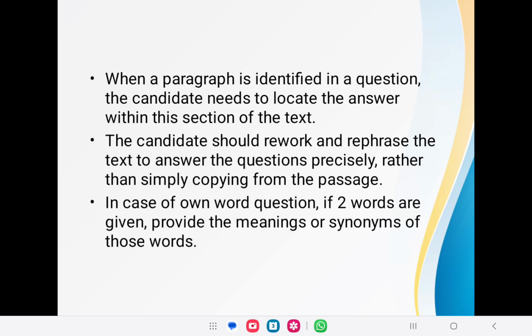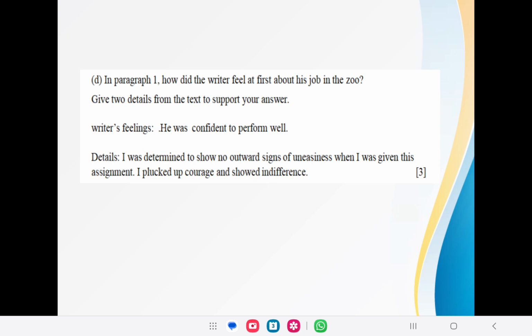So the candidate should rework and rephrase the text to answer the questions precisely rather than simply copying from the passage, in case of questions that demand implicit understanding. In case of own word questions, if two words are given, provide the meanings or synonyms of those words. We will discuss this.